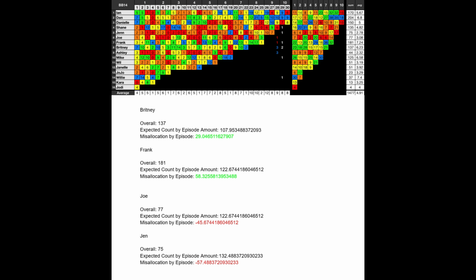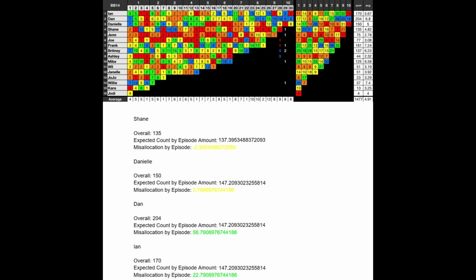Jen got 75 diary rooms, and her expected count by episode amount is 132.48. This causes her to have a misallocation by episode amount of negative 57.48. So she is missing almost half the amount of diary rooms that she should have gotten. But this really isn't surprising because she really wasn't relevant in the game. And I think she had a quieter personality than production thought she was going to have.